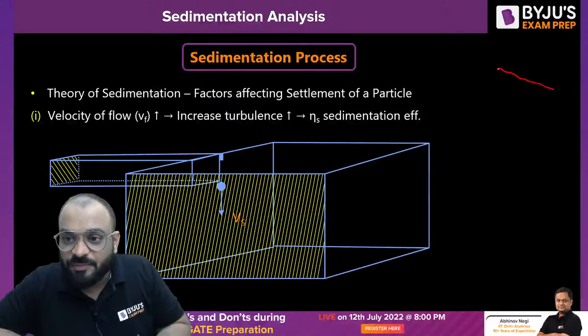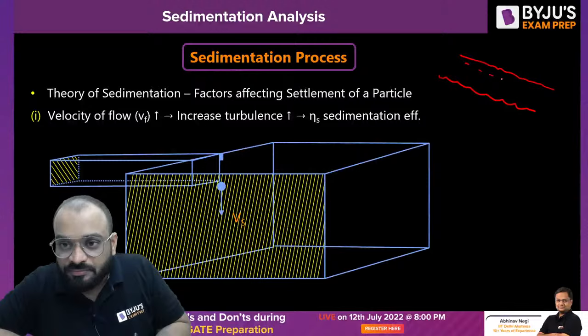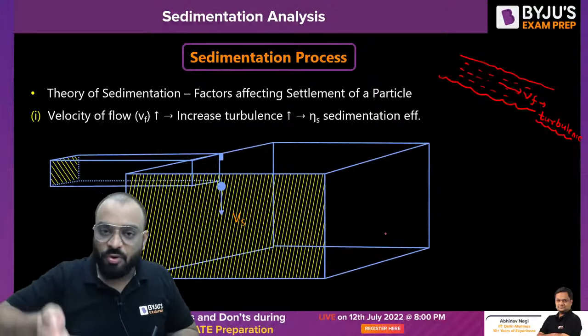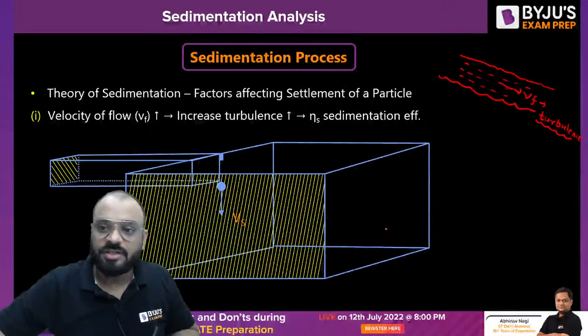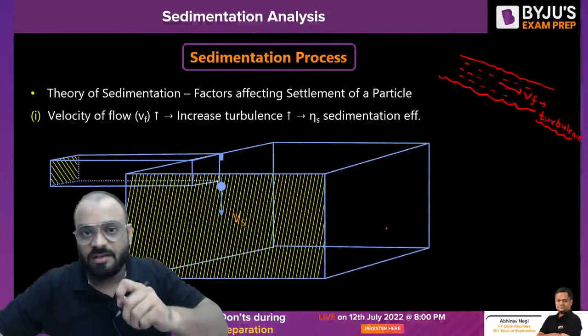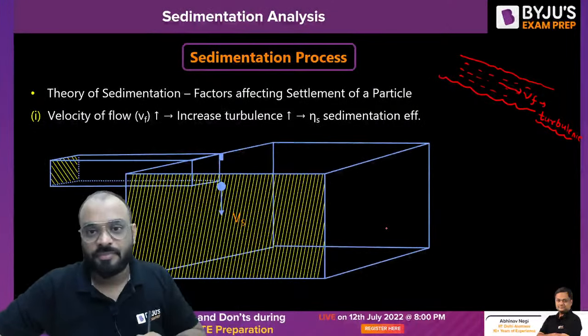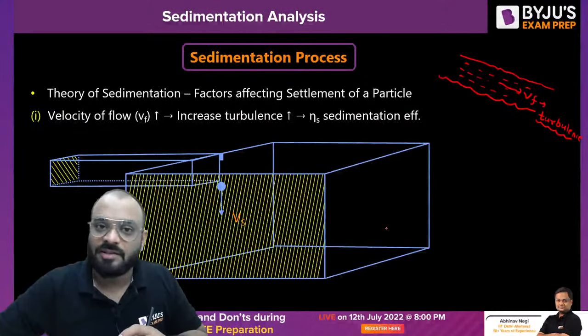You can see here, let us suppose this is a river, correct? Now, in this particular river, if the velocity of flow is more, then I can say that the turbulence will be more. The turbulence of water will be more. If you have more turbulence in the water, tell me, will the particles settle down into the riverbed or not? You can say, no sir.